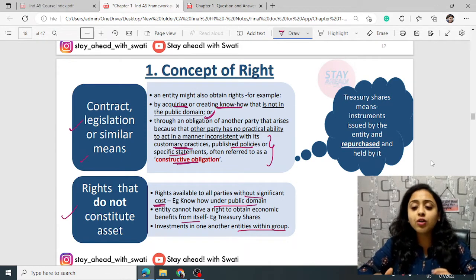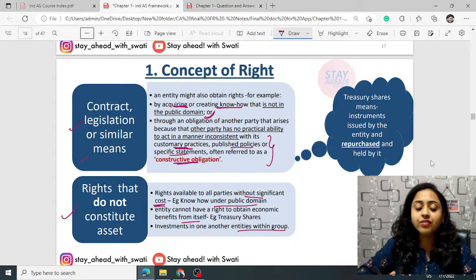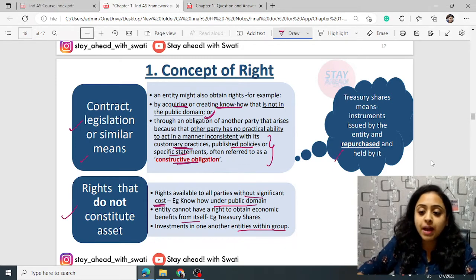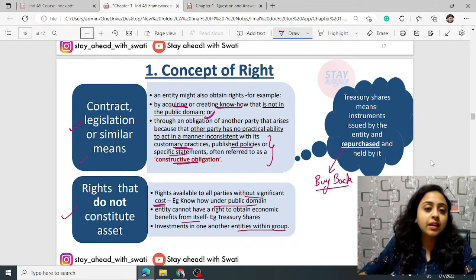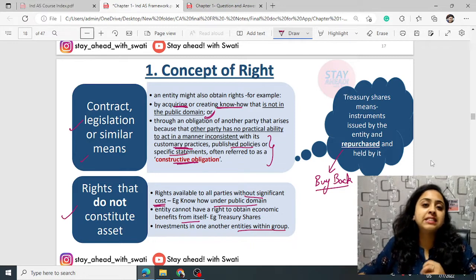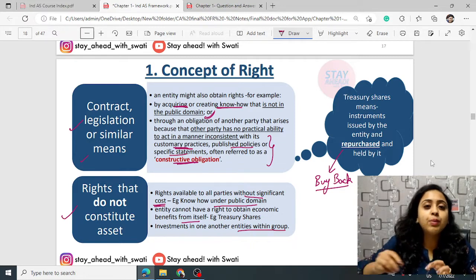In case of any doubt, please ask. I'm waiting for it. Treasury shares means instruments issued by the entity and repurchased and held by it. They have been bought back, or you can say buyback. This is a popular term. The company repurchases those shares and keeps them with itself.